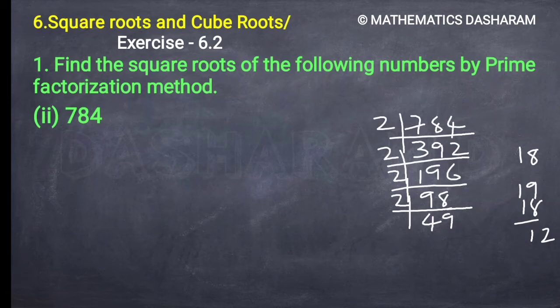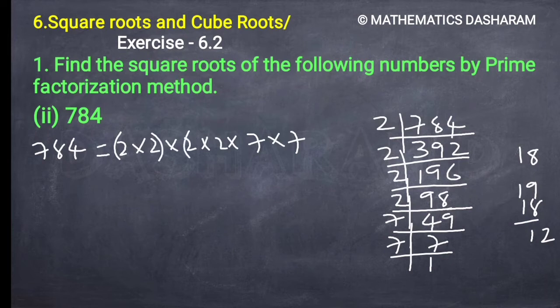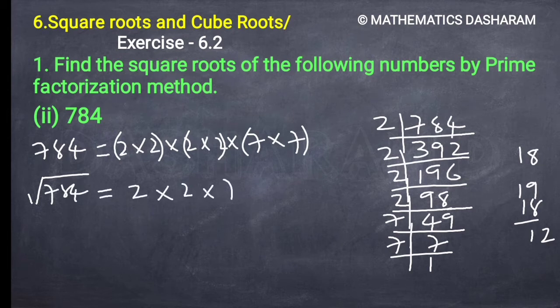2 nines are 18. Next 49 is coming in 7 table. 7 sevens are 49. Next 7 table. 7 ones are 7. So 784 equals total 4 twos and 2 sevens: 2 into 2 into 2 into 2 into 7 into 7. So here one pair, second pair, third pair. Then the square root of 784 equals 2 into 2 into 7.